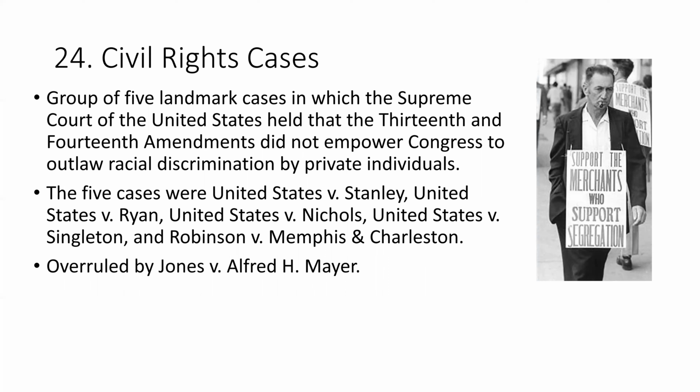Number 24, Civil Rights Cases. A group of 5 landmark cases in which the Supreme Court of the United States held that the 13th and the 14th Amendments did not empower Congress to outlaw racial discrimination by private individuals. These 5 cases were United States v. Stanley, U.S. v. Ryan, U.S. v. Nichols, U.S. v. Singleton, and Robinson versus Memphis and Charleston. These cases were overruled by Jones v. Alfred H. Mayer.